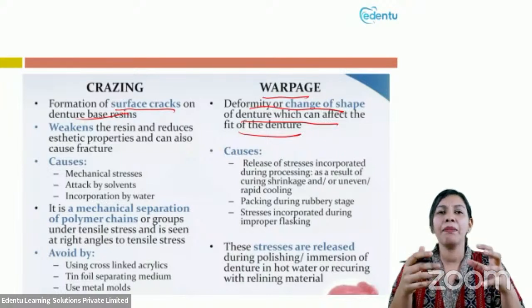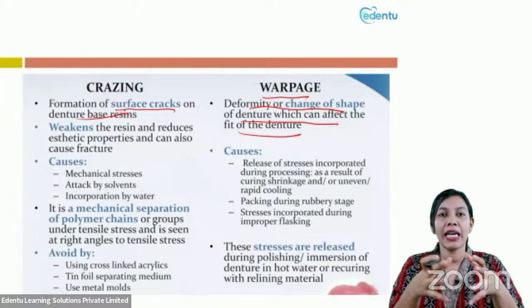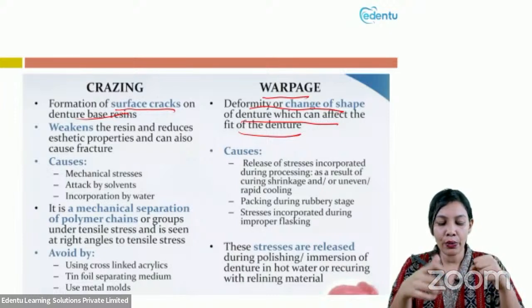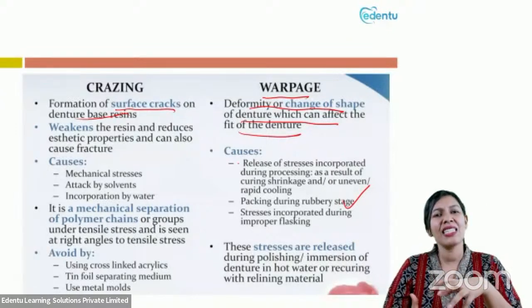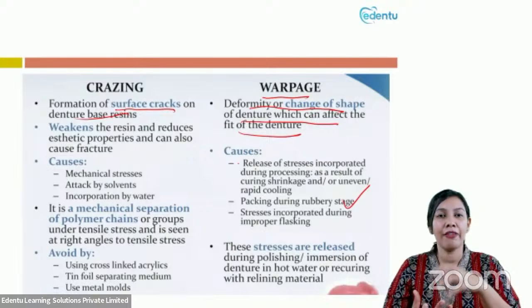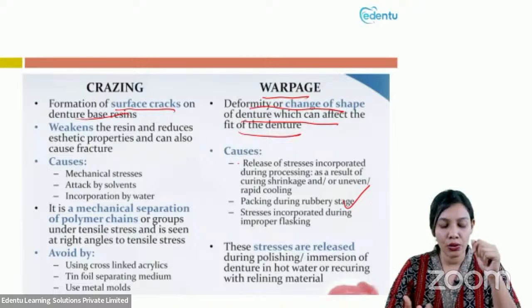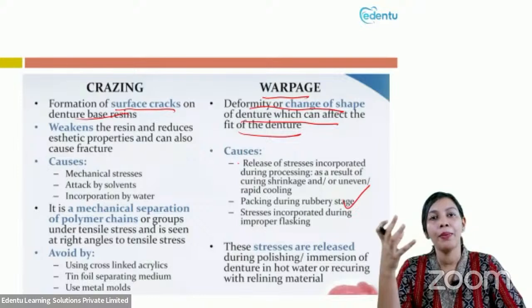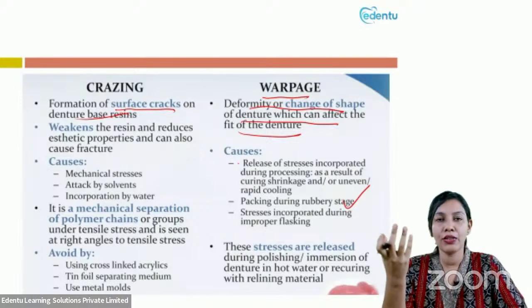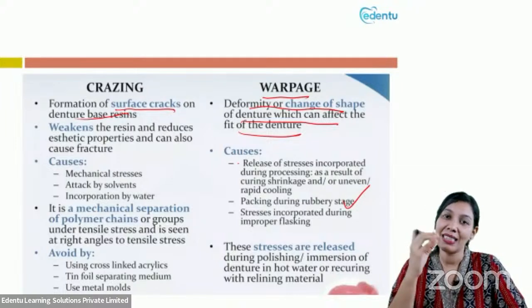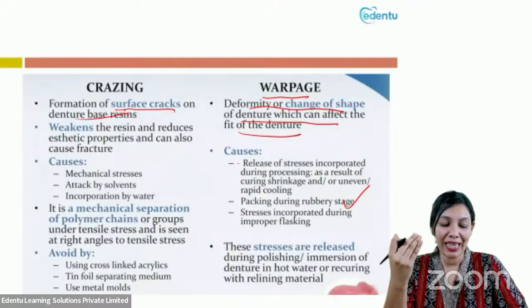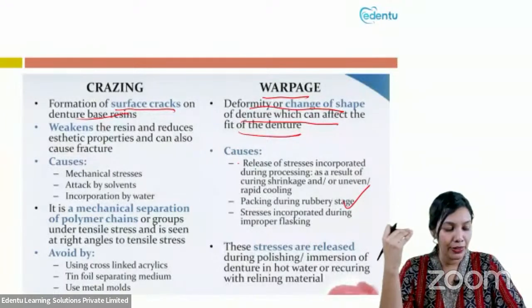Warpage mainly happens because of the various stages. Dough stage is there, rubbery stage is there. So packing during the rubbery stage is the main reason. And if stresses are incorporated during flasking, if we are not properly putting the cast and applying the stress, that is also a main reason for warpage. So these are the four important problems that we often see with the usage of acrylic powder. First is the porosities, internal and external. Next is the crazing. Third is the warpage.